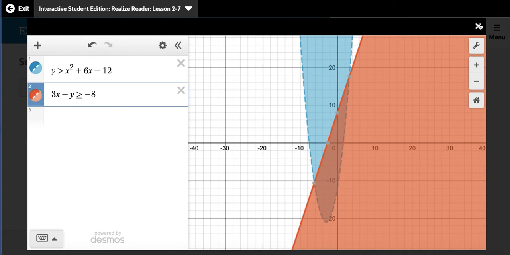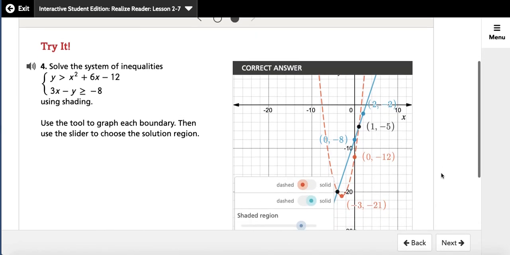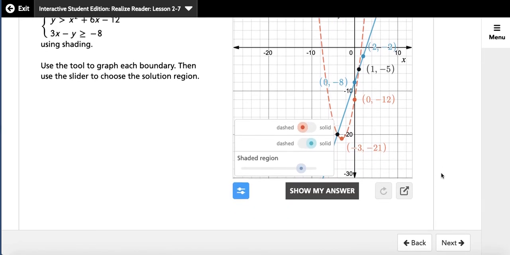I don't know what the book was doing or the website was doing, because here's their answer. I don't think they finished it. They didn't shade it. Plus, they have it going through 0, negative 8. And it doesn't, even though this is a negative 8. If I plug in 0 for x, I get that negative y equals negative 8. Therefore, y would be 8. They should have had a y-intercept of positive 8.